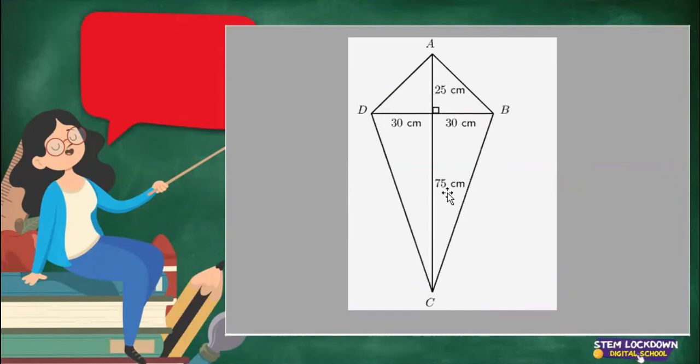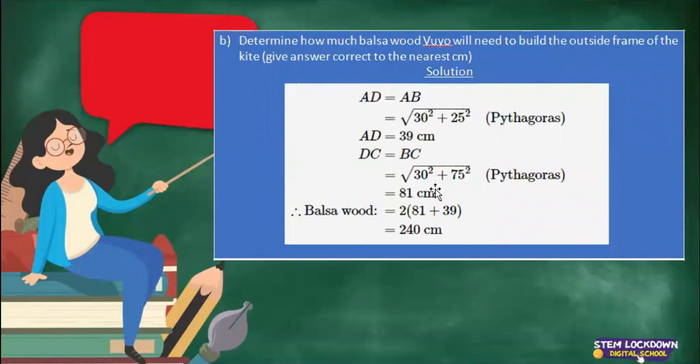So to find BC, you say what? 30 squared plus 75 squared. Then you find the square root. Okay, 30 squared plus 75 squared, find the square root to give you 81. That means BC is 81. Also, DC is 81. So from there, you can now find the perimeter of the kite.